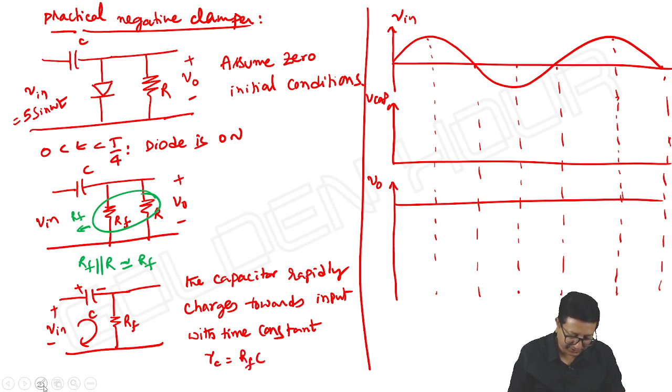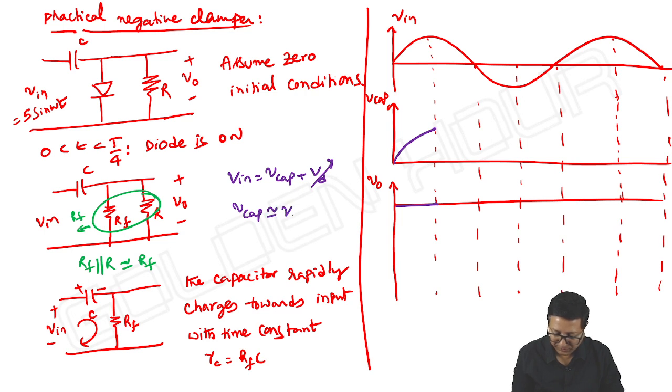Okay, the capacitor is rapidly charging towards input. During that time, output is almost negligible. Or in the equation, V input is equal to V capacitor plus VD, and VD is negligible. So V capacitor is approximately equal to V input. As usual, the same story is repeating. So it is 5 volts at t is equal to T by 4, the capacitor voltage is slightly less than input voltage, the same story.